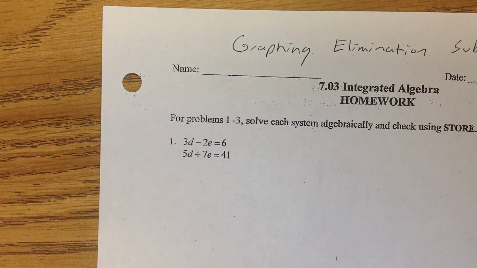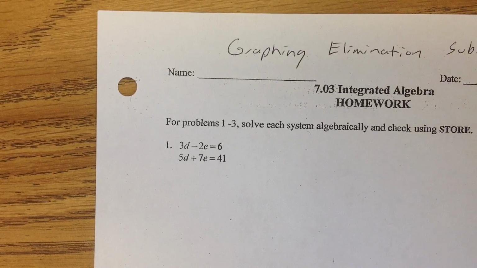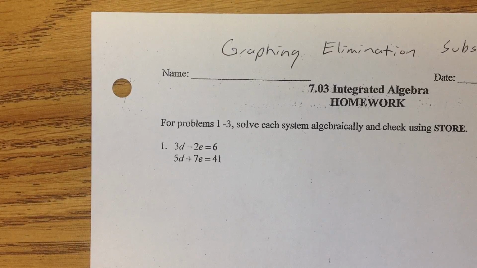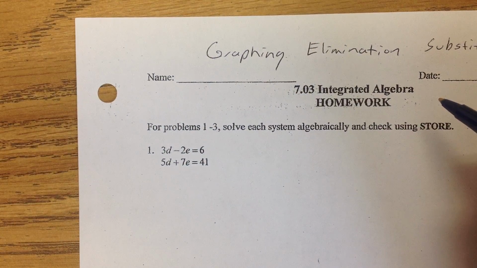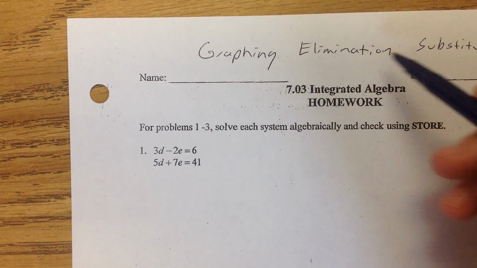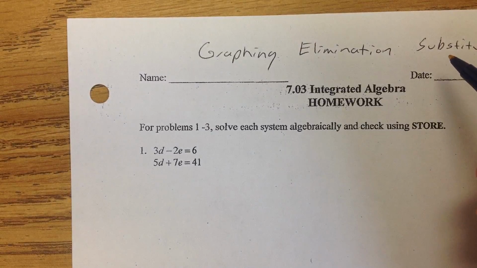3d minus 2e equals 6, 5d plus 7e equals 41. The first thing we have to figure out is what way we want to solve this. We're probably not going to use graphing because we don't have a graph to actually graph it. So that leaves elimination or substitution.